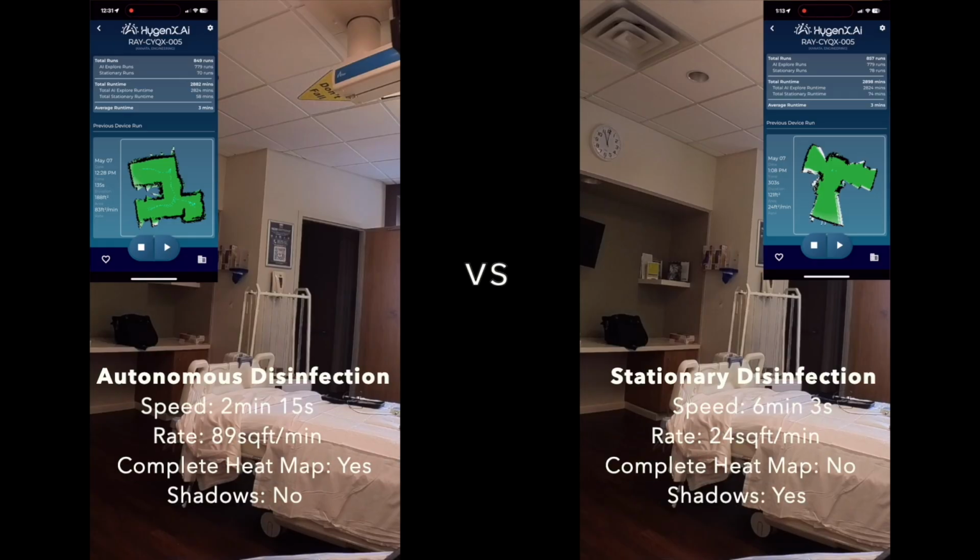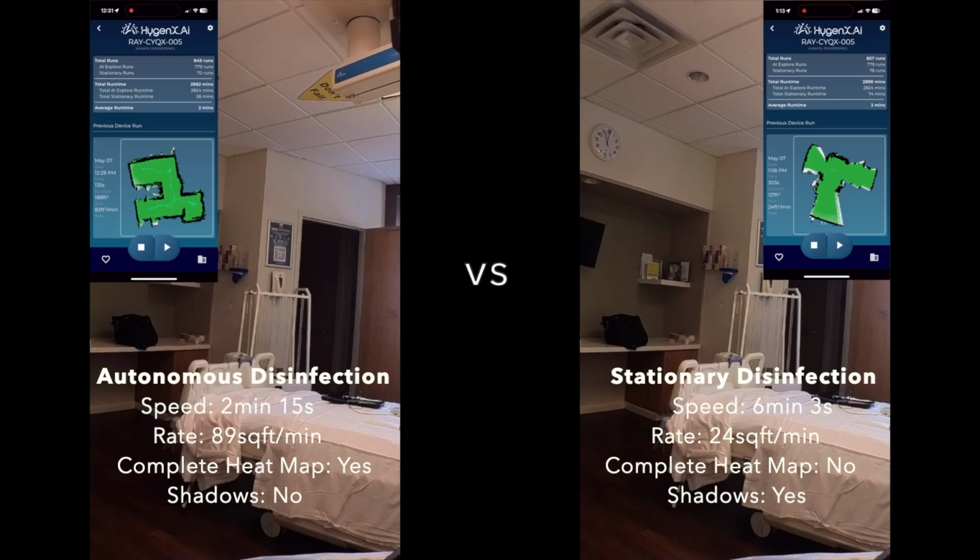Now let's compare the two. The autonomous robot was 3 times faster, it made a complete heat map, and as a result, there were no missed surfaces from shadows. Now it should be noted that as rooms get larger, such as operating rooms, these effects are only amplified and often result in disinfection times that can take 10 times longer.